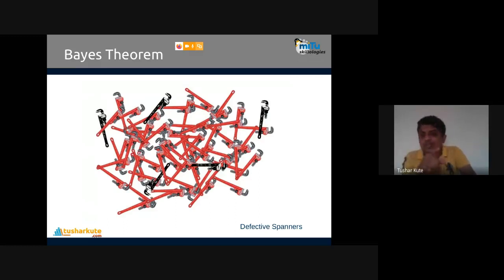Check it out, the spanners which are in black color, they are defective spanners. 1, 2, 3, 4, 5. And many are okay, they are working perfectly. 5 spanners are defective out of all. Defective spanners.